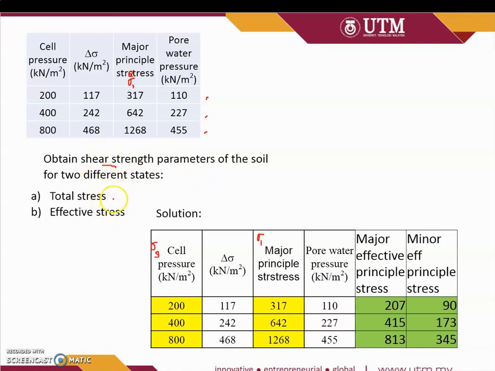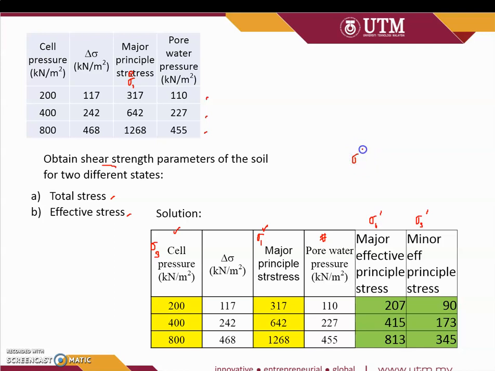We need to obtain the shear strength parameters for two different states: one in total stress, another in effective stress. For total stress, there are no problems because we use stress 3 and stress 1 directly. But to get the shear strength in effective stress, we need to calculate by considering the pore water pressure. So for the major effective principal stress, stress 1 prime, and for the minor one, stress 3 prime, the equation is simple.